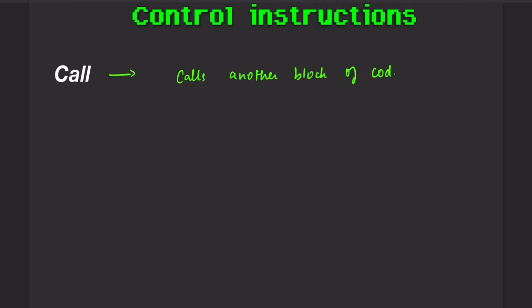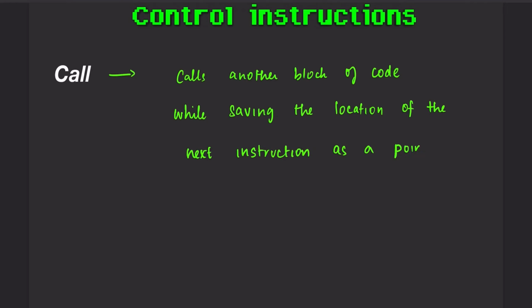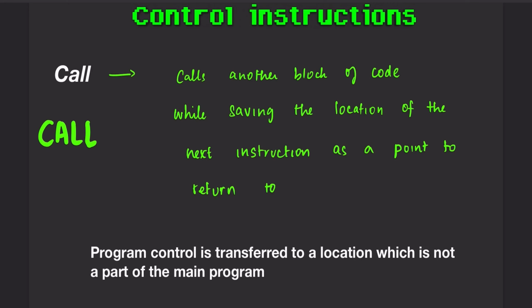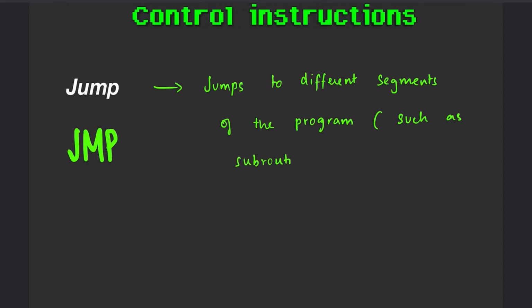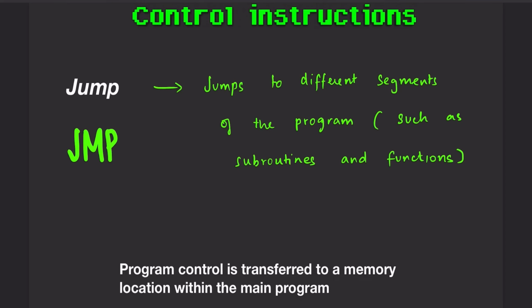Call. This instruction calls another block of code while saving the location of the next instruction as a point to return to. In call, program control is transferred to a memory location which is not a part of the main program. Jump. This instruction lets the program jump to different segments of the program like functions, subroutines, etc. Unlike call, in jump, program control is transferred to a memory location which is in the main program.